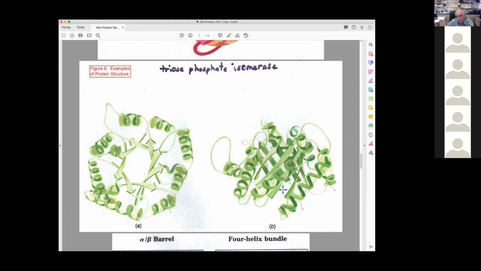If we turn this on its side, you can see its structure from the side. So here's random coil, more over there, more over there. Okay.